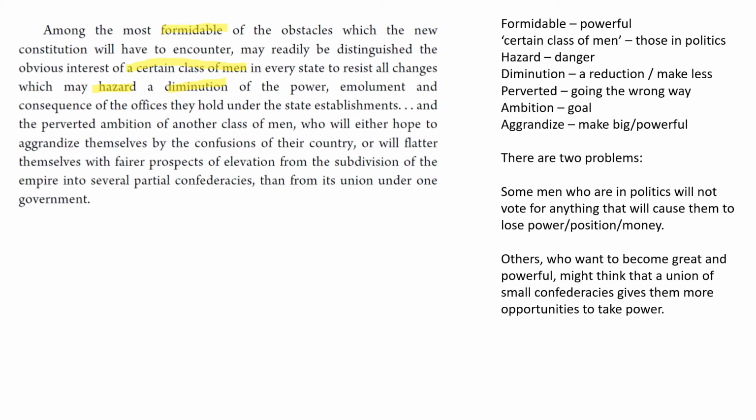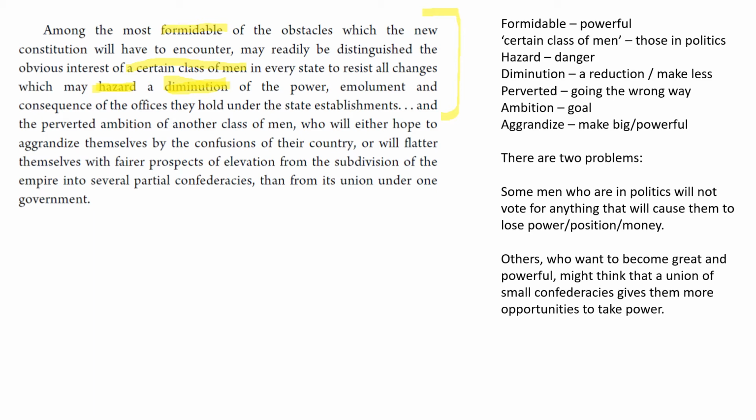Because if the constitution is a hazard or a danger and might cause a reducing or a weakening of their power, emolument, and consequence of the offices they hold. Emolument means what they're getting back. So this first part is basically saying one of the biggest obstacles will be those political leaders in each state that might be afraid to lose some power.